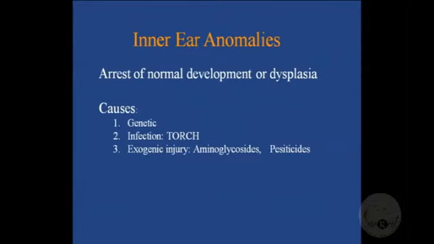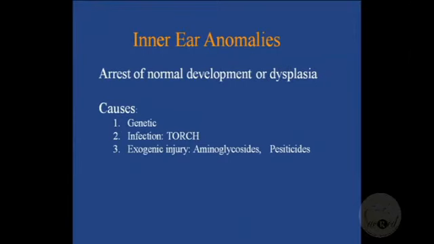Sorry about that. So as arrest or dysplasia at any stage of development, the injury could be genetic, or it could be congenital infection, or any kind of a toxic material. It could be pesticides, antibiotics, and things like that. So anything which arrests the normal development is how I think about it. There are other mechanisms also, but that's how you can easily understand the anomalies of the inner ear.